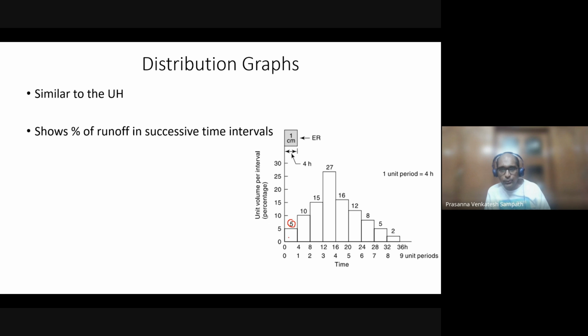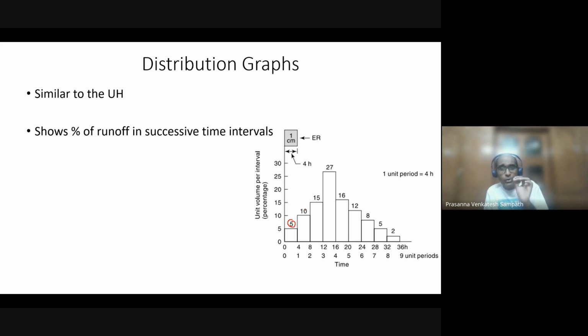So in the first 4 hours, on the x-axis, I have time 0, 4, 8, 12, 16, and so on. The first 4 hours, 5% of the total runoff produced by the watershed was produced in the first 4 hours. In the next 4 hours, 4 to 8, 10% of the total runoff happened in those 4 hours. And then in the next 4, 15%. And then the next 4, 27%. And then again, it starts to go down, right? 16, 12, 8, 5, 2, and so on. So this is an example of a distribution graph.